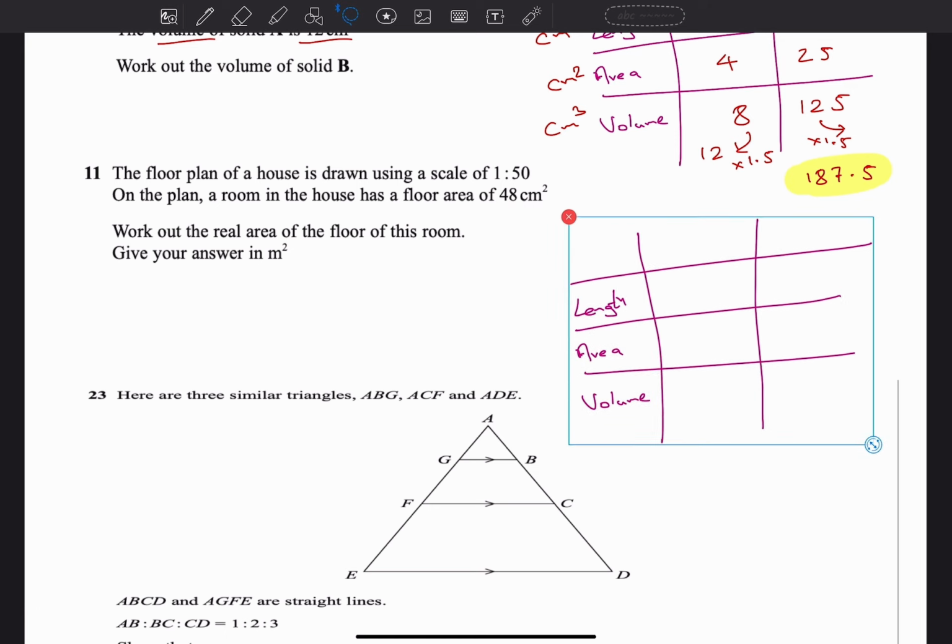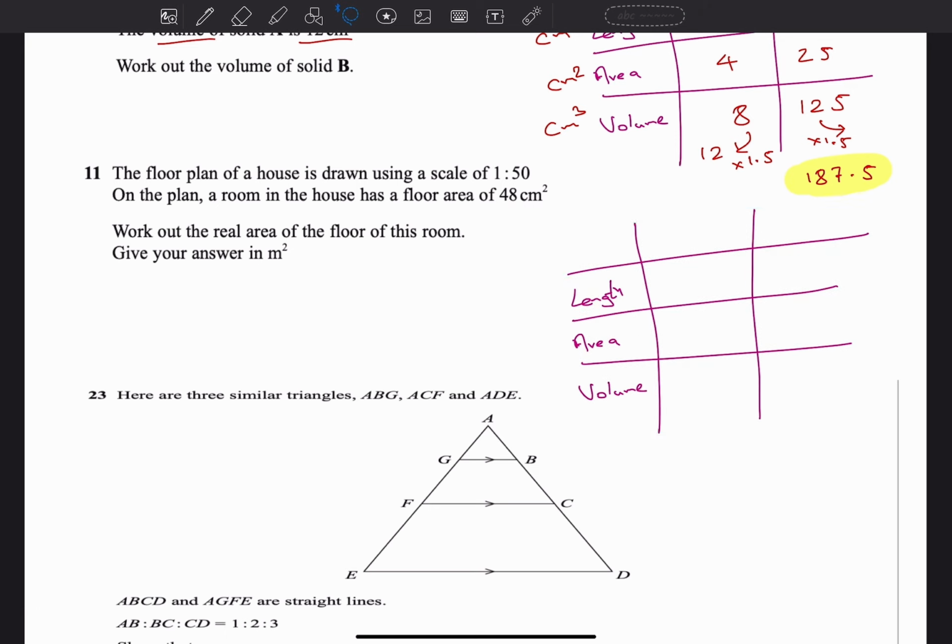Next one, guess what? Table again. So what do we have? We've got a plan of a house and the real area of the house. So let's call it plan and real area. The scale is 1 to 50, which is technically the length. The area is 1 squared is 1, 50 squared is 2500. I do not need to work out the volume because they just stop at area, so I'm not going to use it.